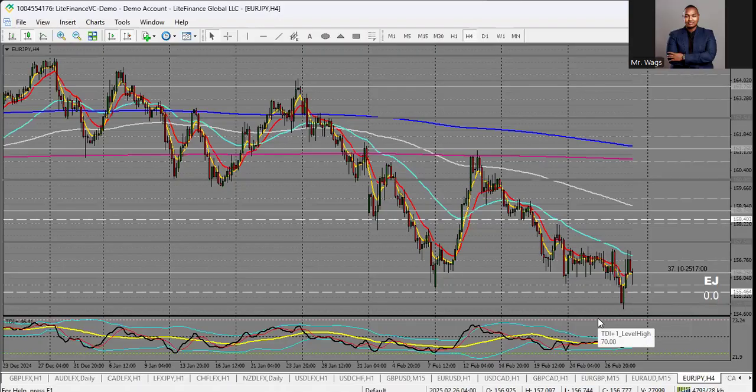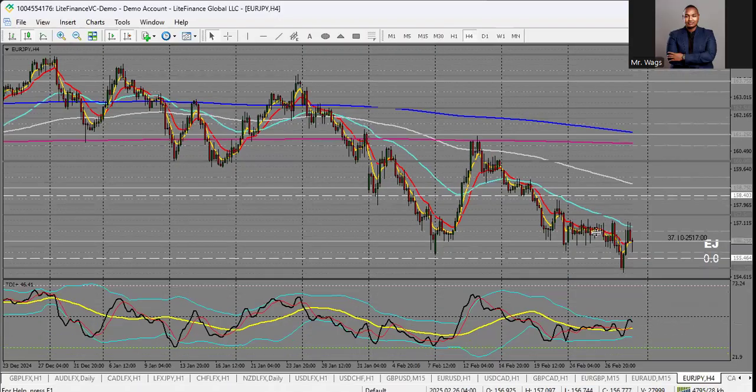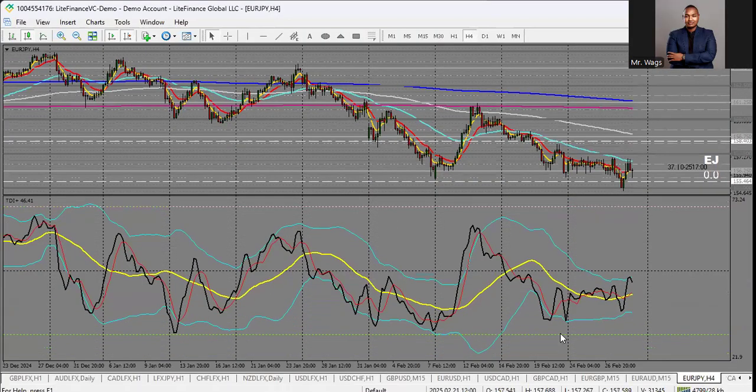On the hour, you can see here price formed like a peak here, and then you had that movement, then like a reset, another possible reset to go down. Here we had a very good movement, so the 1, 2, 3 levels are seen even on the TDI.